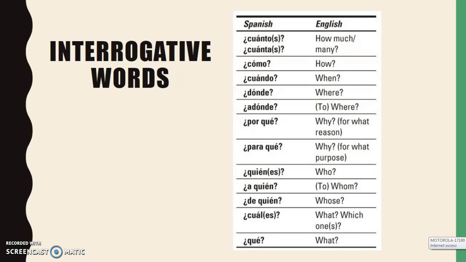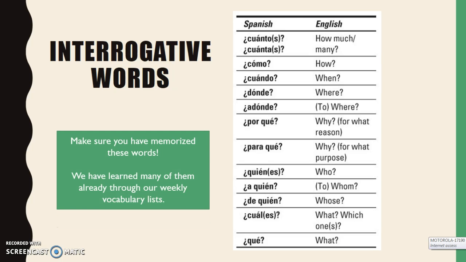Okay, so again, this covers interrogative words. You want to make sure that you know what they mean. You have several things in the OHS that you've been working on, but here is the list for you, and make sure that you're working to memorize them. We've seen a lot of these already in past vocabulary lists because we have a few questions on every list, but this is kind of a full list for you, so you'll have them all in one place.